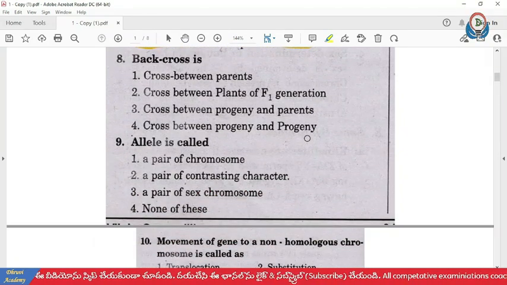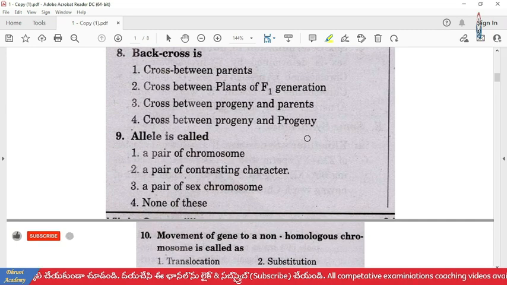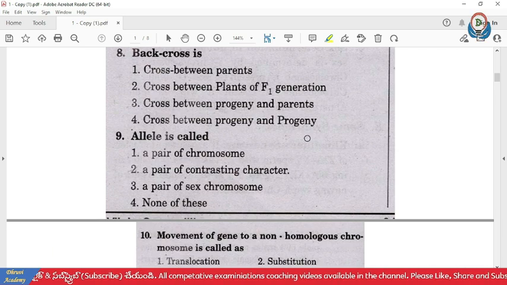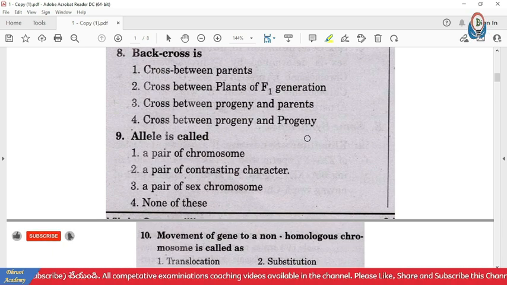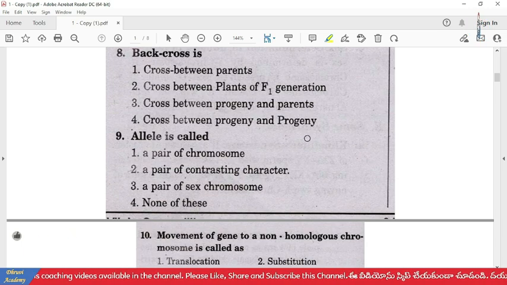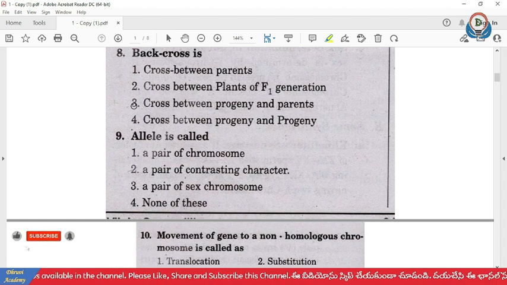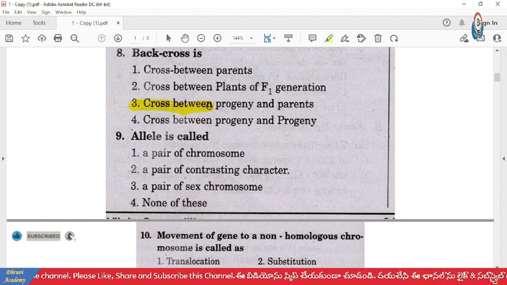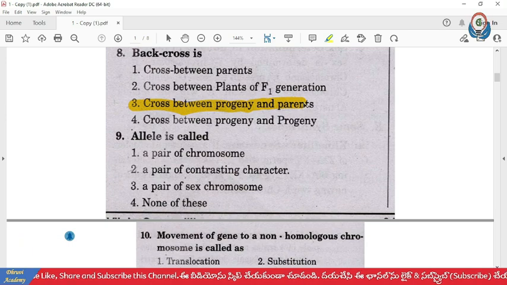Next, back cross: is it a cross between the parents, or a cross between the plants of the F1 generation, or a cross between the progeny and parents, or a cross between the progeny and the progeny? Which is the correct answer? They are asking what is a back cross. Back cross is a cross between a progeny and parents. దాన్ని back cross అంటారు, right?